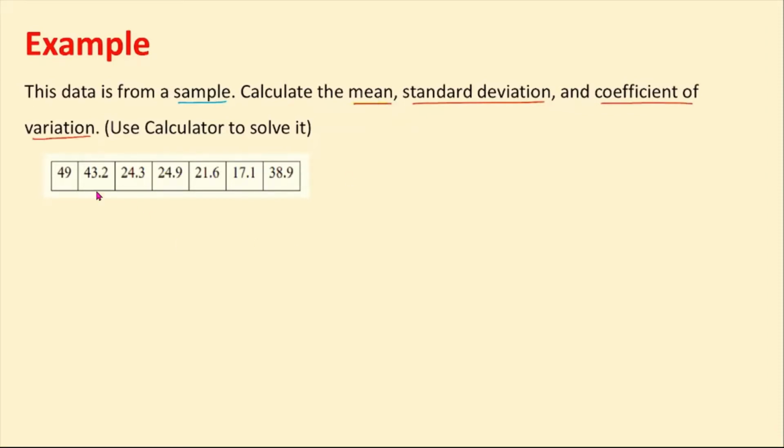So because the sample data is given, we denote the mean by X bar, standard deviation by S, and the coefficient of variation is computed from the standard deviation. So here is the formula. Coefficient of variation is the standard deviation divided by mean multiplied by 100%. If we use this formula, we get the coefficient of variation, because coefficient of variation is the ratio of standard deviation to mean expressed as a percentage.